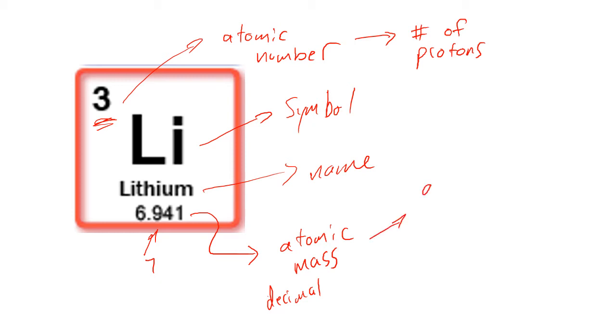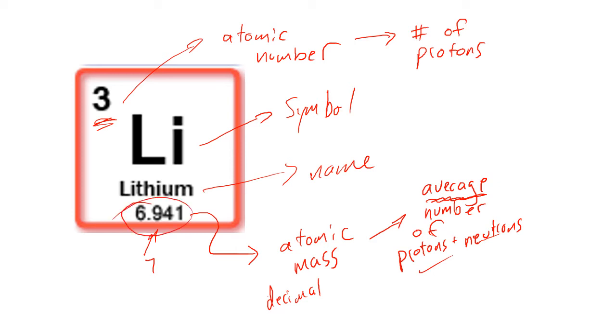This is the average number of protons plus neutrons. That's what it is. So the reason why it's a decimal is because it's an average. Most lithiums have 7 protons and neutrons, but there are some lithiums that only have 6. And that will cause the atomic mass to be smaller than just a pure 7.